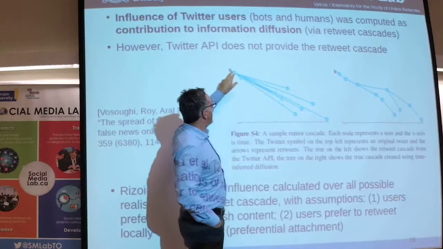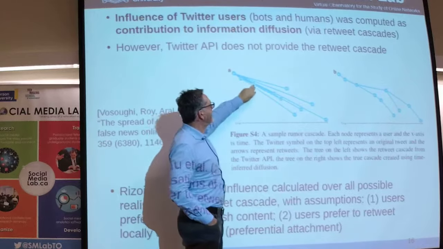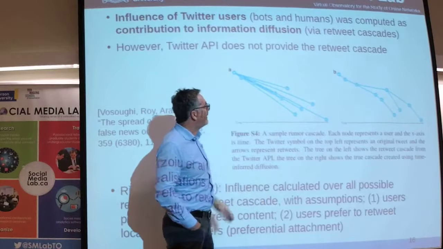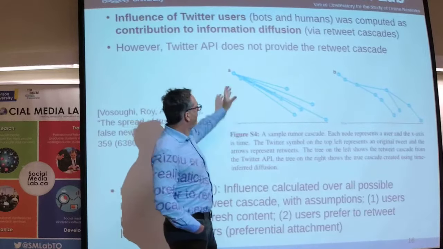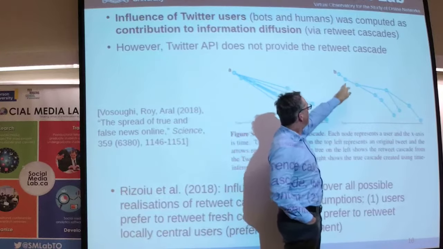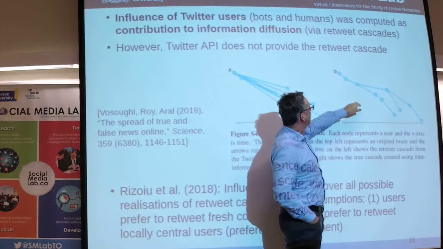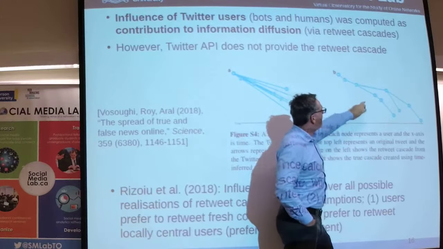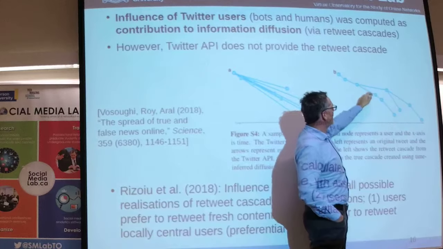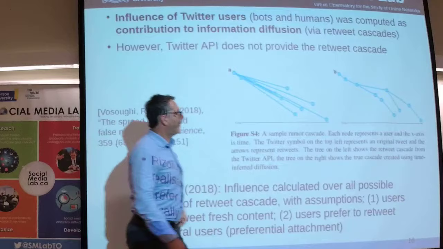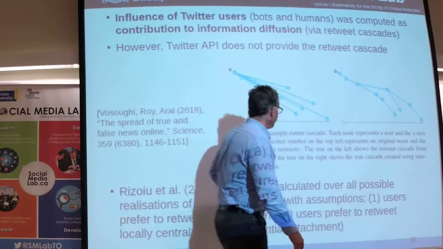We know that A's tweet has been retweeted at all of these different times, so this is time along here, by different people. But what's actually happened is there's been a cascade of retweeting. So this is a retweet of the original tweet. This person retweeted this person. These two people retweeted this person. So you can see this cascading as a tree. But we don't get this from the Twitter API.